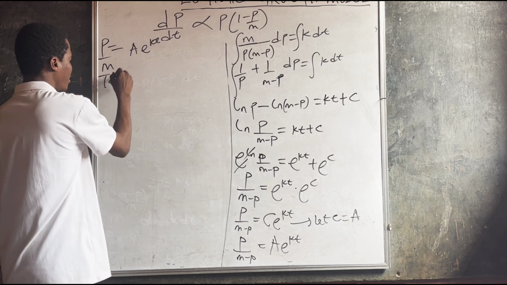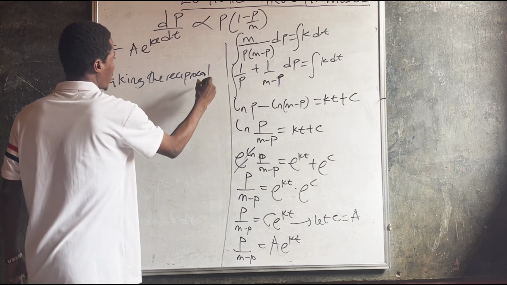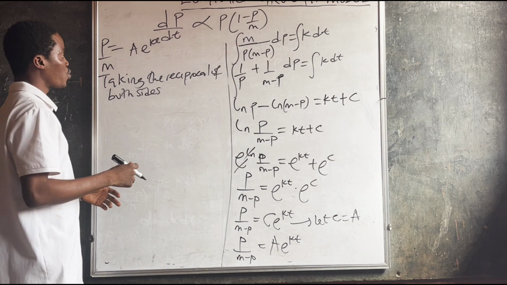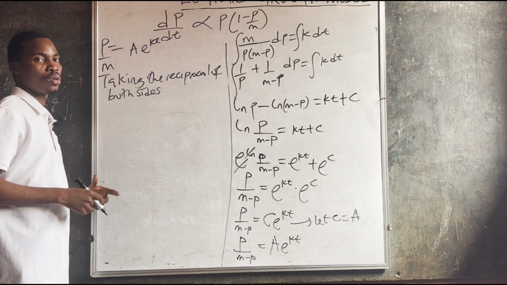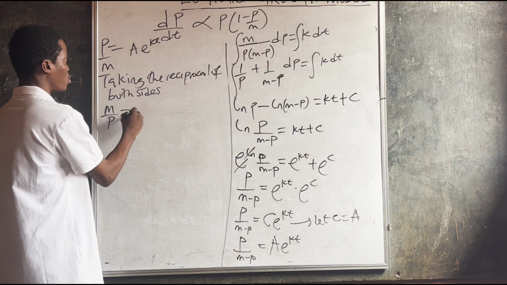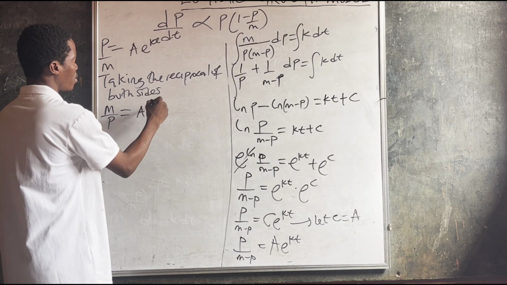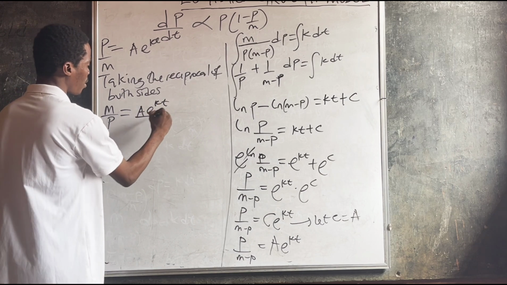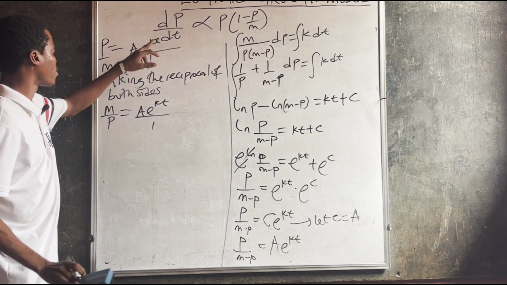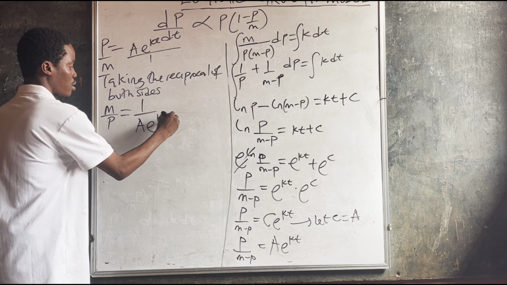I can take the reciprocal of both sides. Taking the reciprocal of both sides. Reciprocal means I make my numerator the denominator, and my denominator the numerator. So I will now have m all over p is equal to a exponential kt over 1. You know, this is 1 over 1 already here. So it will be 1 all over a exponential kt.